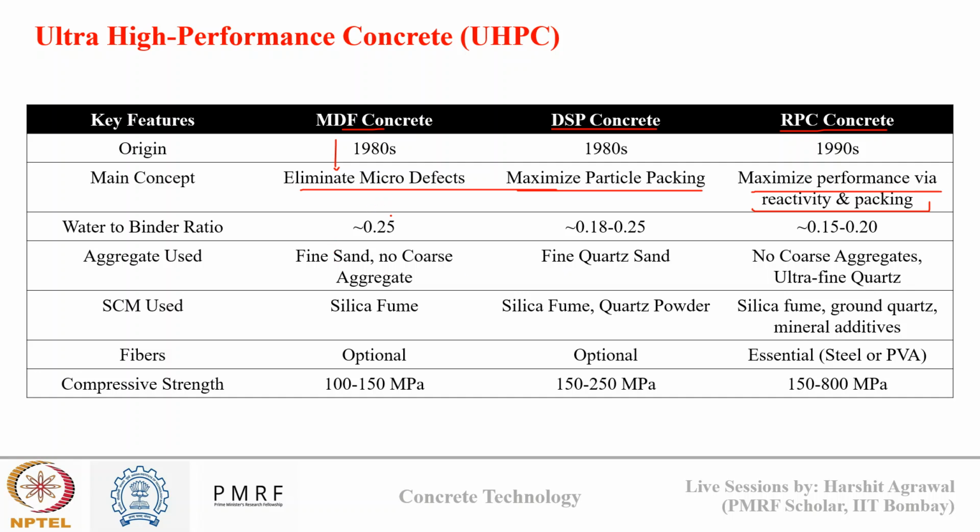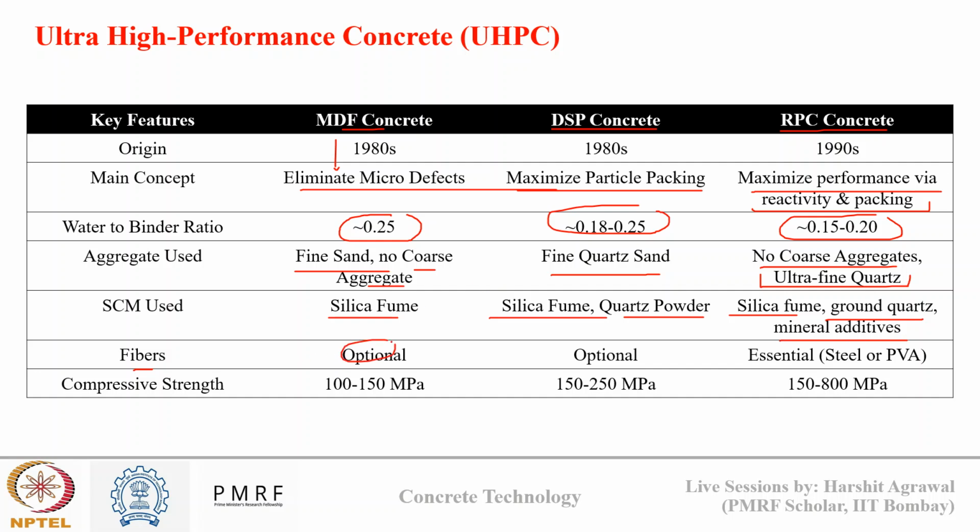Water to cement ratio: it is generally 0.25 in the case of MDF concrete. It ranges from 0.18 to 0.25 in DSP concrete, while it is lower than 0.2 in RPC concrete. Aggregate used: here we use fine sand with no coarse aggregate. Here we use fine quartz sand, and here we use no coarse aggregate, very ultra fine quartz is used as aggregate. Silica fume is common in all the three cases, which is used as a mineral admixture. However, in DSP concrete, we are also using quartz powder, while in RPC concrete, we are using ground quartz and other mineral additives also.